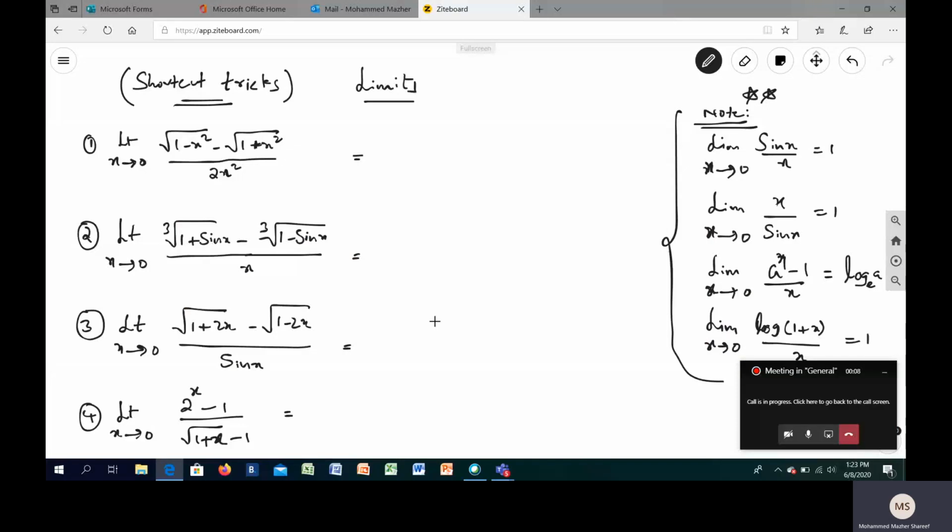Hello students, welcome to the series of lectures that we are doing with shortcut tricks to find the limits of certain questions. This is one among that.